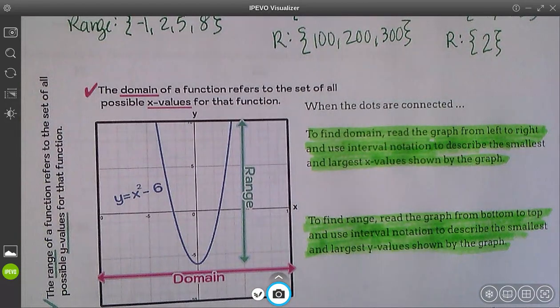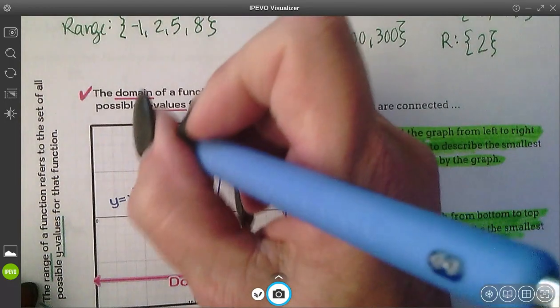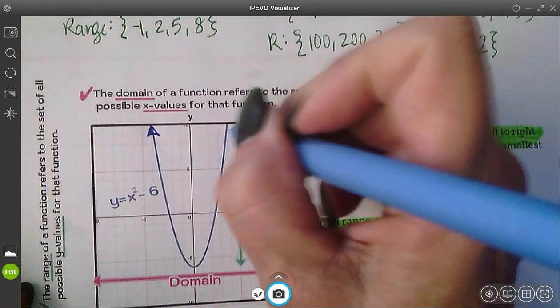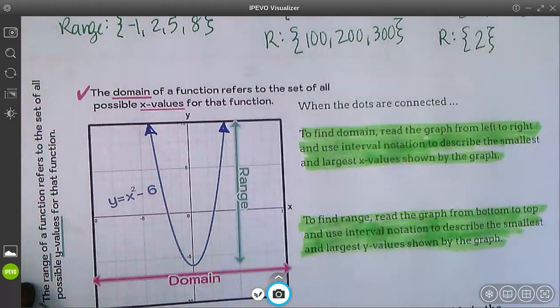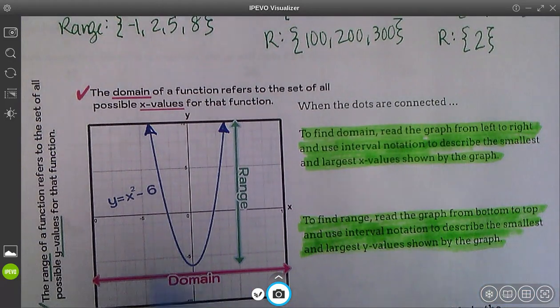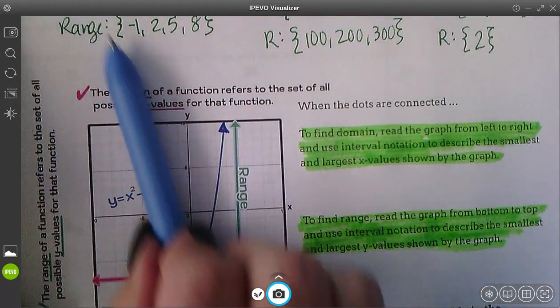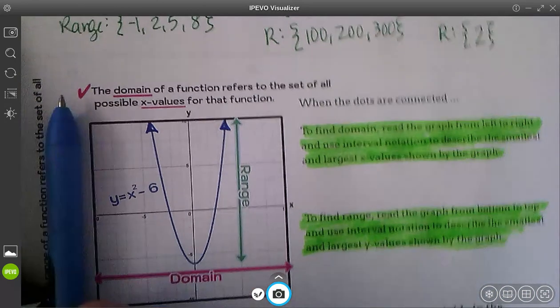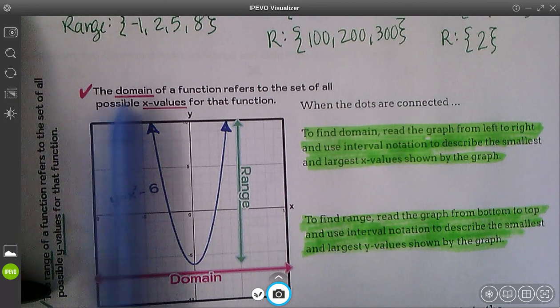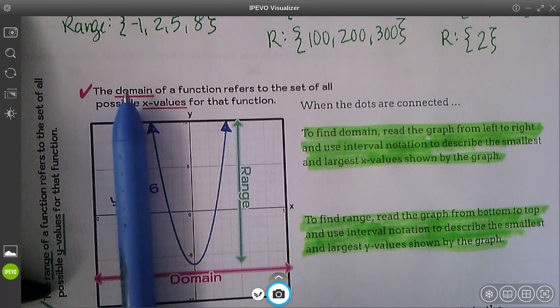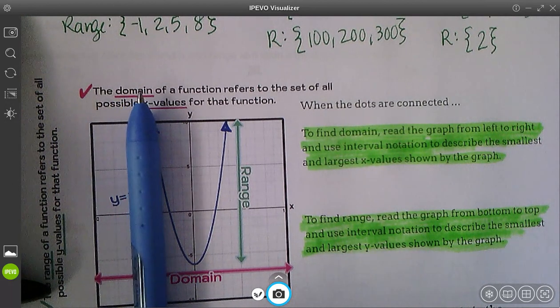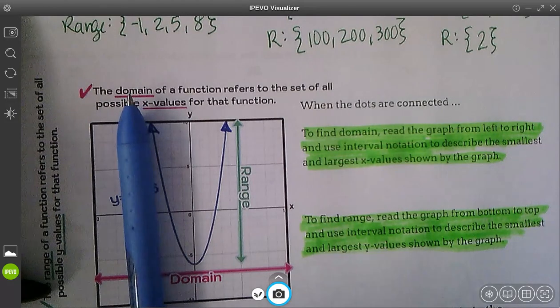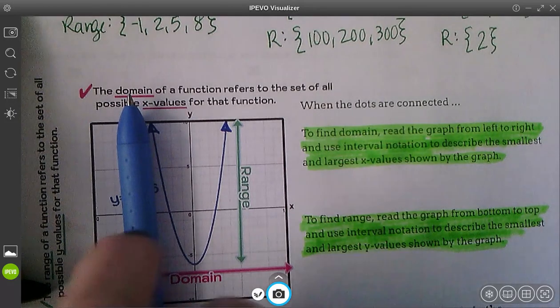Understand that most graphs have arrows on the ends of them, which means that it continues in that pattern forever. So this graph continues growing that direction. When you run into an arrow first on a graph like this one, if I go left to right, the first thing I'm going to run into is that arrow. That means that graph goes forever in that direction towards infinity.